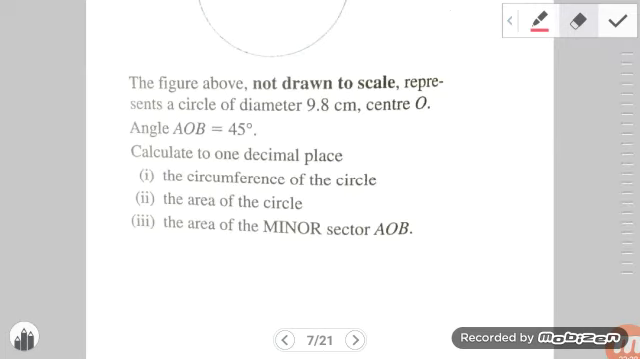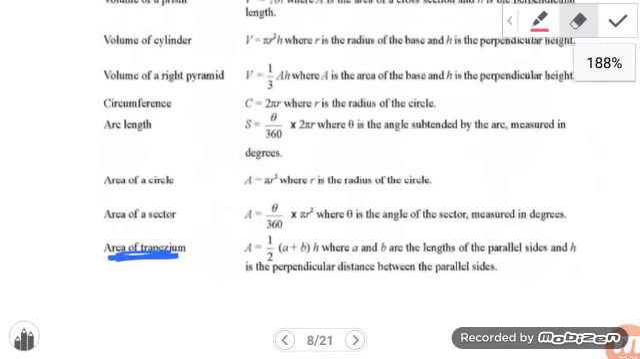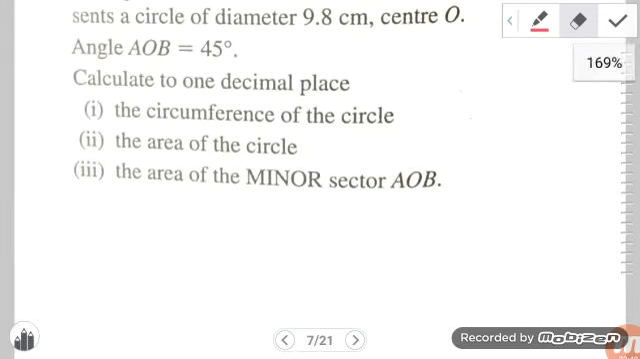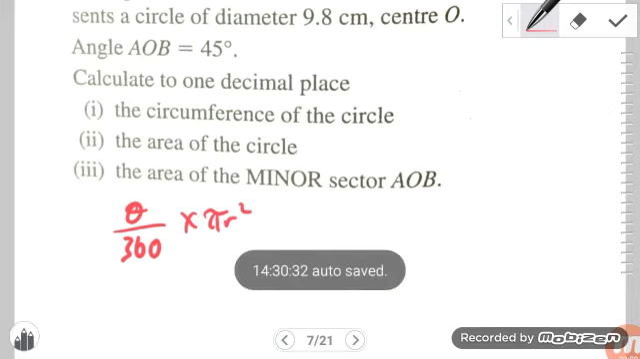We are asked to find the area of the minor sector. If we check our formula sheets here, we should be able to find a formula for sector. It says here, area of sector is theta divided by 360 times pi r squared. So the formula sheet was actually very helpful when it comes to this question. So that's theta over 360 multiplied by pi r squared. Pi r squared, remember, is the area of the circle.